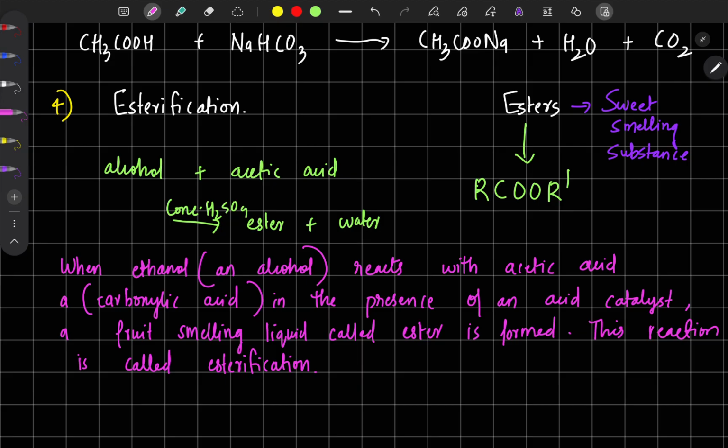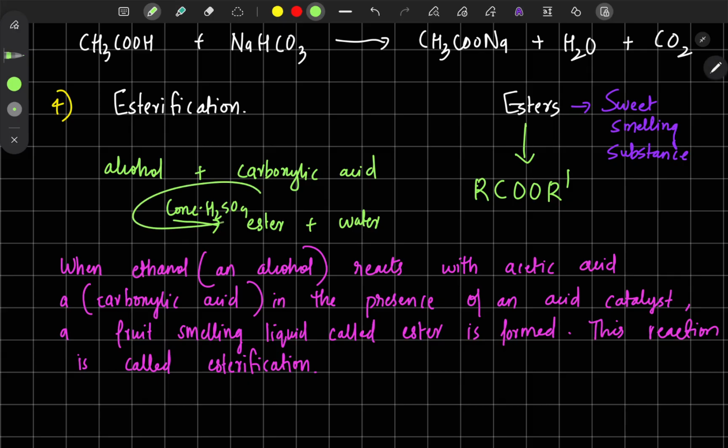So ethanol, an example of an alcohol, reacts with acetic acid, a carboxylic acid. So instead of this, we can write carboxylic acid. That will be better. Alcohol and carboxylic acid, two functional groups. When they react in the presence of an acid catalyst, a fruit smelling liquid called ester is formed. This reaction is called esterification reaction.